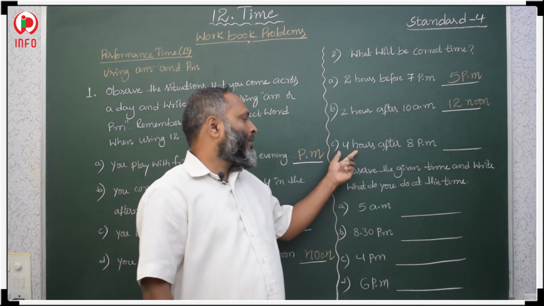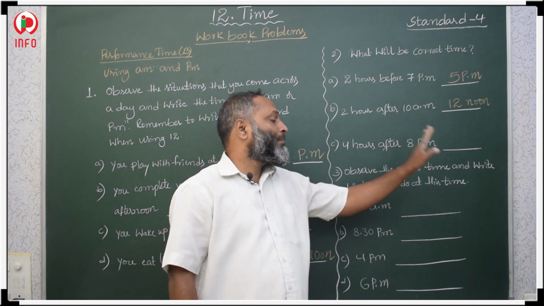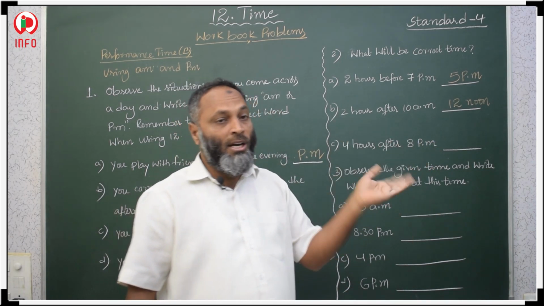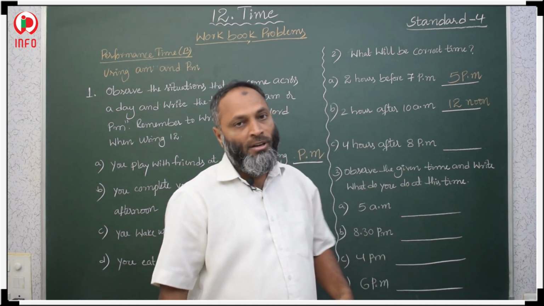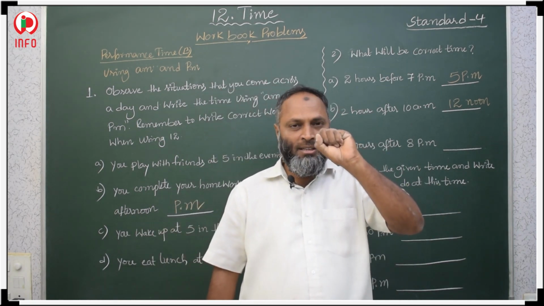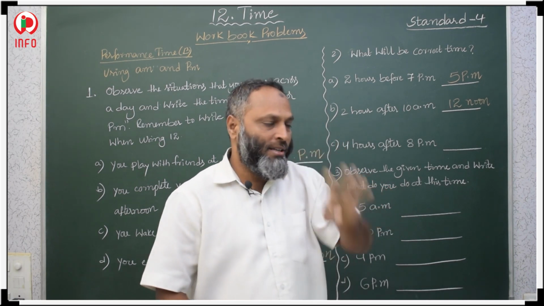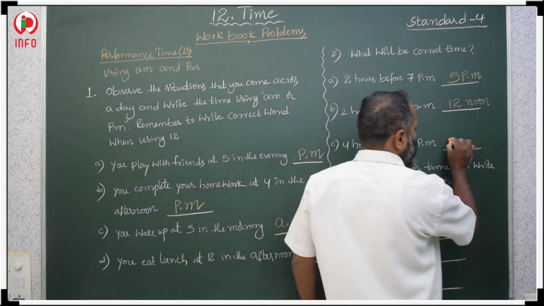Then, 4 hours after 8 PM, okay, after 8 PM. After means we should count forward. So after 8: 9, 10, 11, 12, 12 midnight. Exactly 12 means 12 midnight.